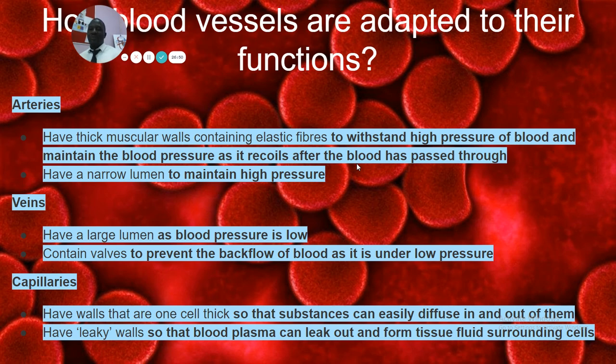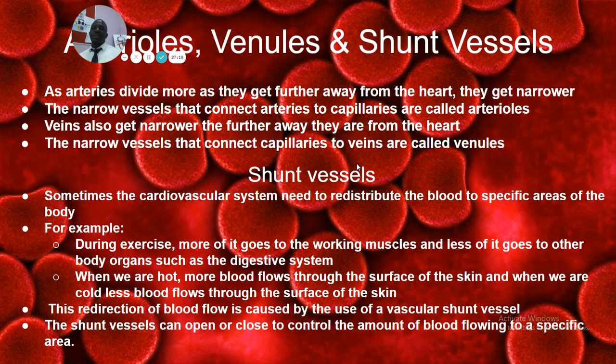So veins have a large lumen as blood pressure is low. That's the lumen is large. They contain valves to prevent the backflow of blood as it is under low pressure. Capillaries have walls that are 1 cell thick so that substances can easily diffuse in and out of them. They have leaky walls so that blood plasma can leak out and form tissue fluid surrounding the cells.